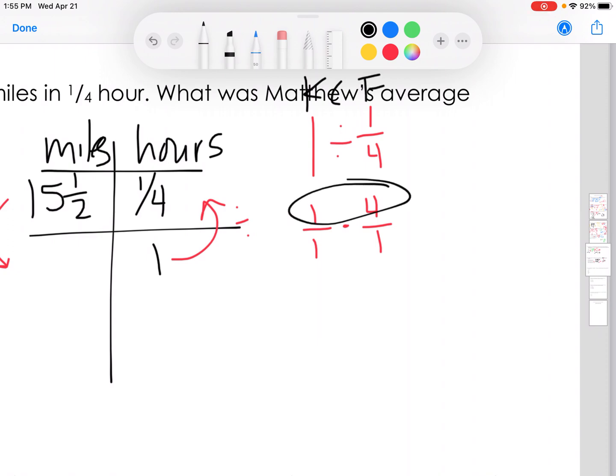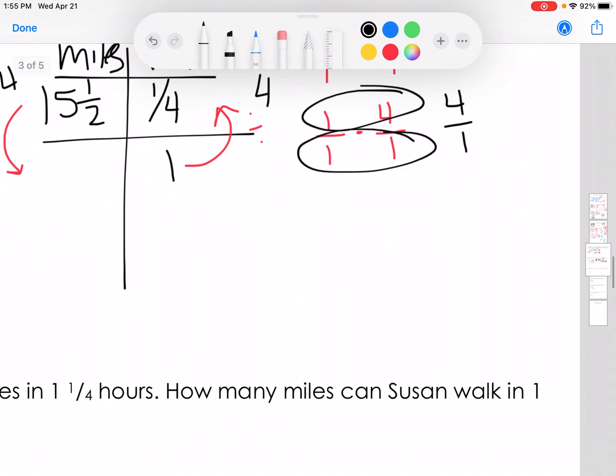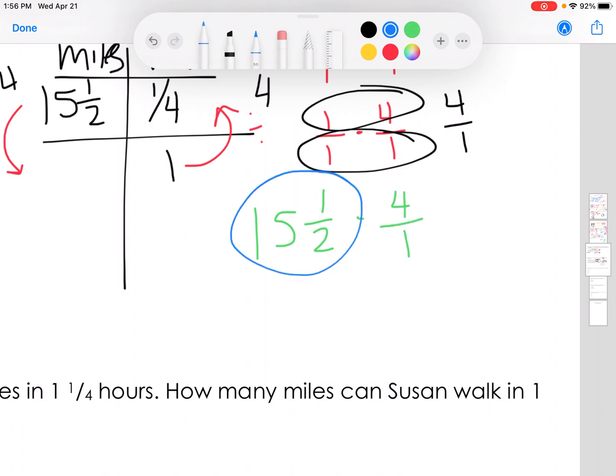Then I multiply straight across. So I get 4 over 1. So I'm going to multiply by 4. So I have 15.5 times 4 over 1. I'm going to go around the world with my fraction, change my mixed number into an improper fraction. 15 times 2 is 30. 30 plus 1 is 31. So 31 over 2 times 4 over 1.